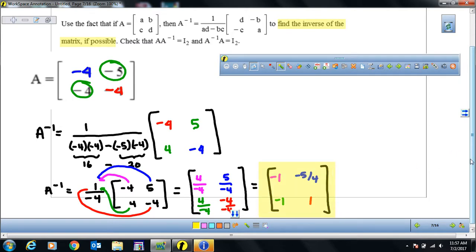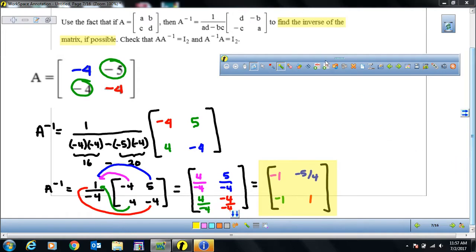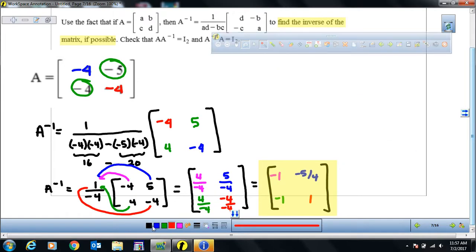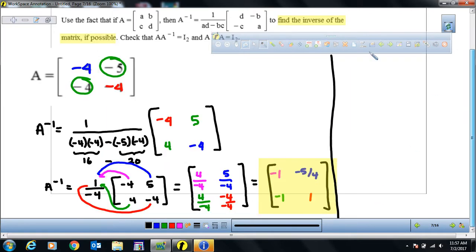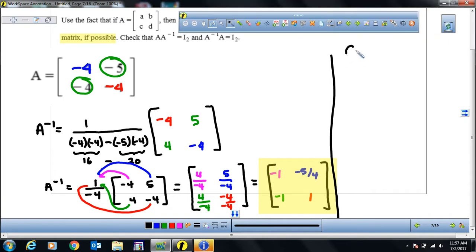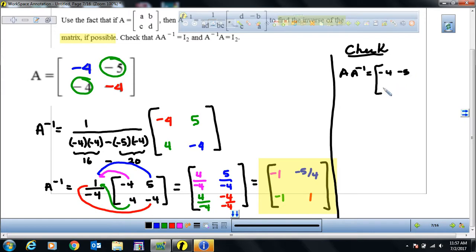Now, you can always check your answer just by multiplying them, and it must equal the identity. So I'm going to show you how we can check if it is correct. But I'm going to do the check only one way. I'm going to do A times A inverse. So A being negative 4, negative 5, negative 4, negative 4 times A inverse, which is negative 1, negative 5 fourths, then negative 1 and 1. Let's see what we're going to get right here.